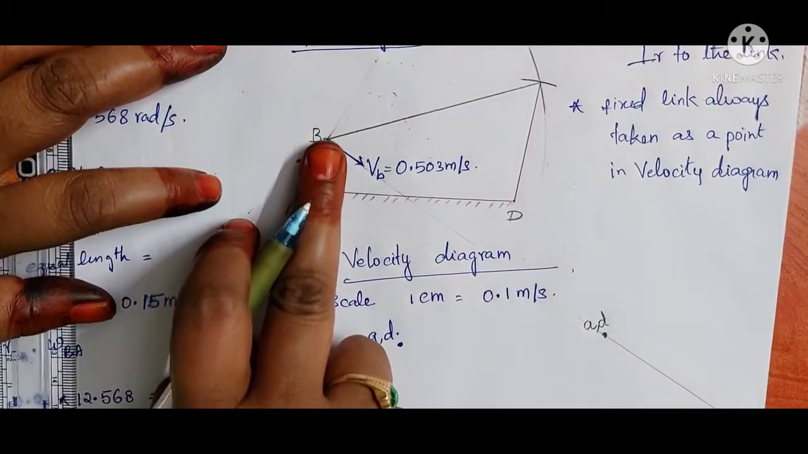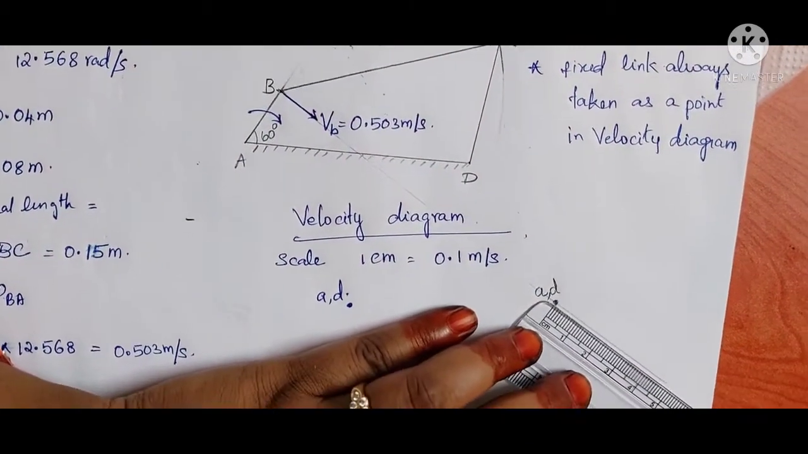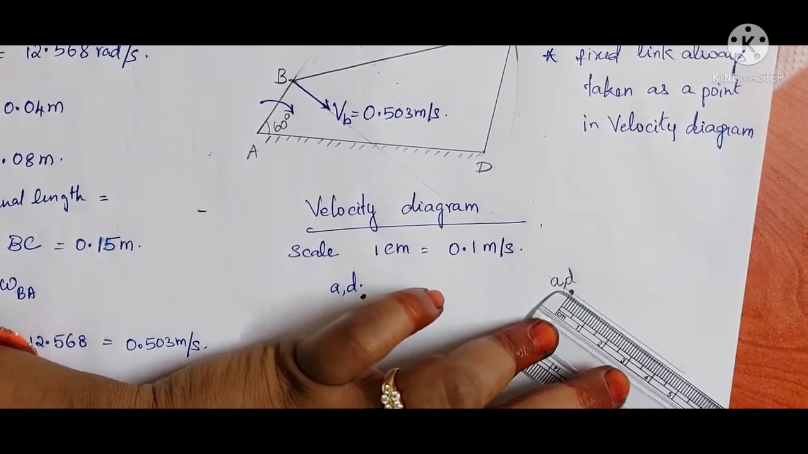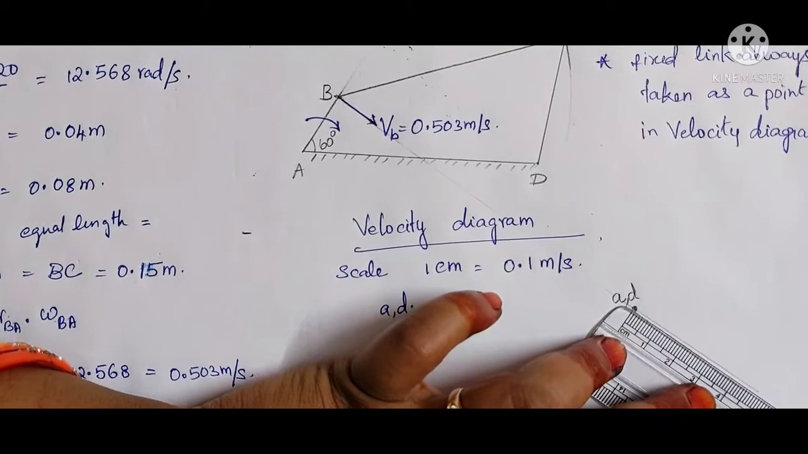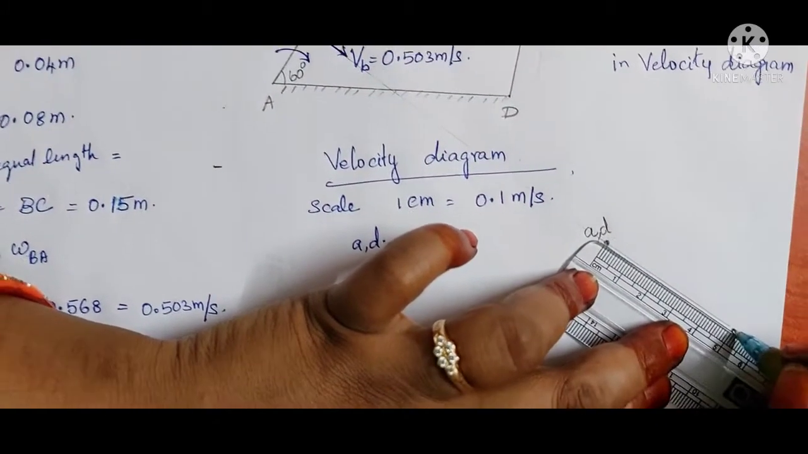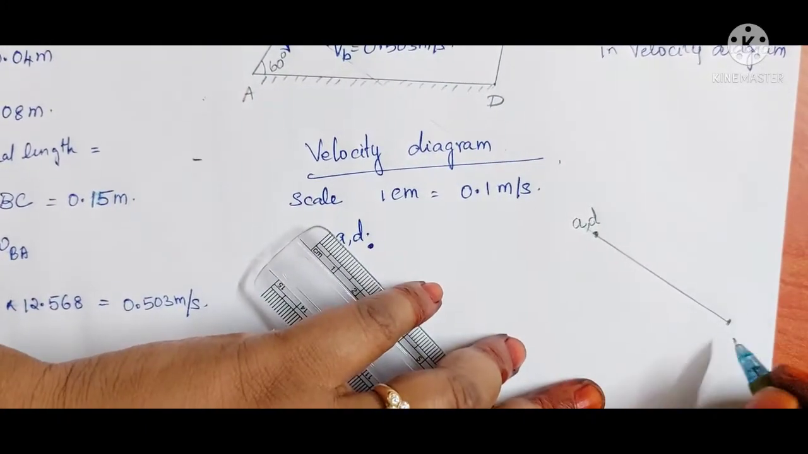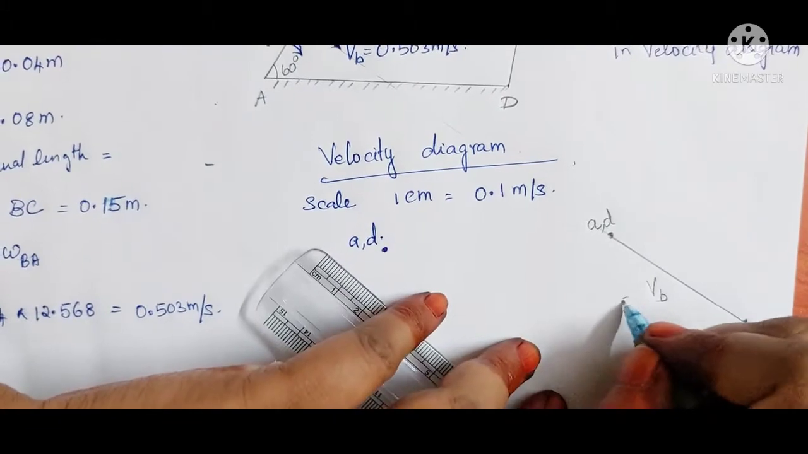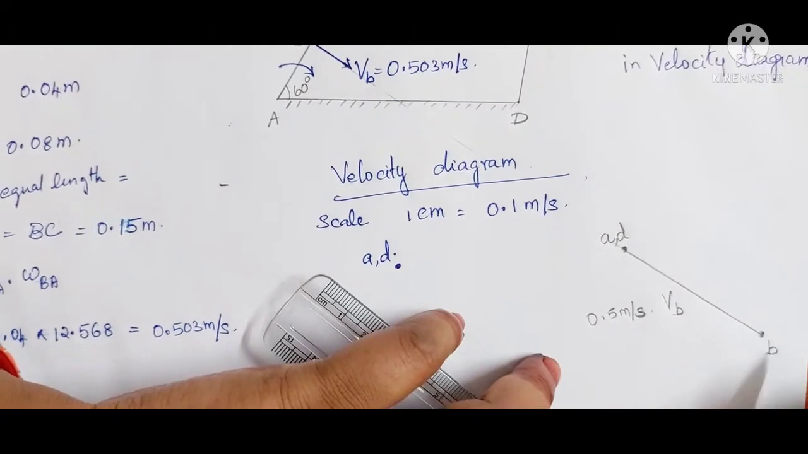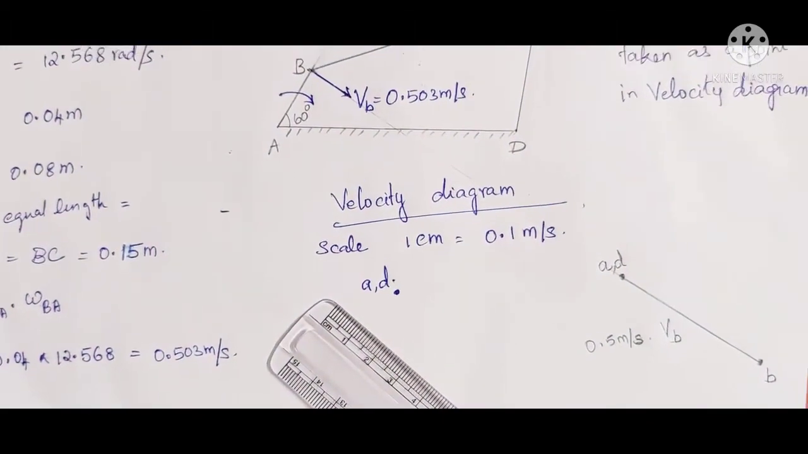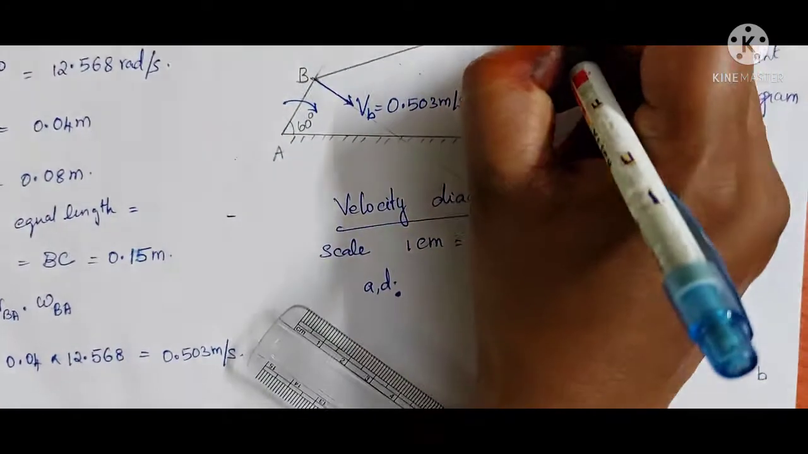So from A to B, the VB value is 0.503. I have taken 1 centimeter equal to 0.1 meter per second, so 0.5 means 5 centimeter. So exactly I am taking 5 centimeter. 0.503 it is, so I am avoiding this 0.003. I am taking simply VB as 0.5 meter per second. So this is the point B. In a velocity diagram, each and every point is mentioned with small letters, and in a space diagram, every point is mentioned with capital letters.